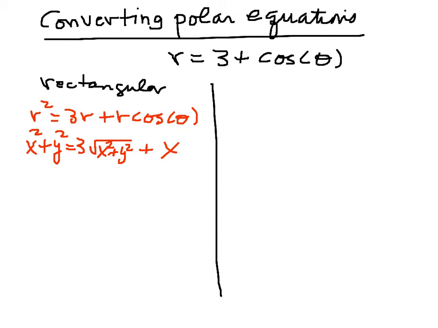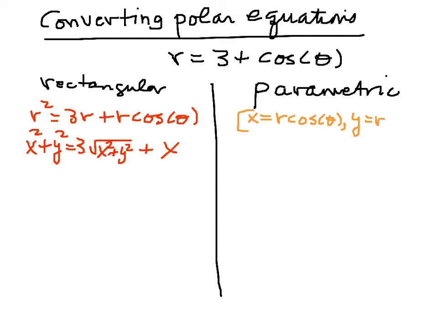So now let's look at how we would go and write our polar equation in parametric form. Okay, and so let's remember these conversions. X is equal to r cos theta. Y is equal to r sine of theta. There we go.